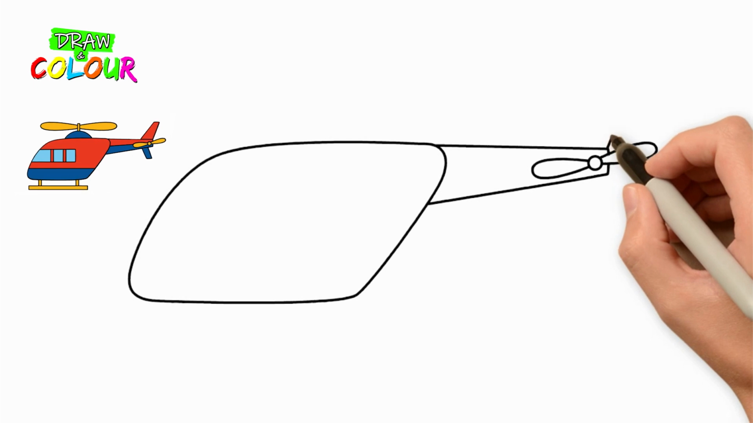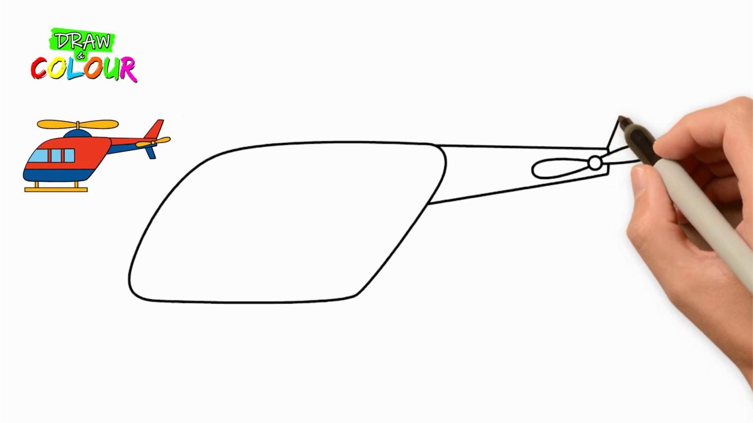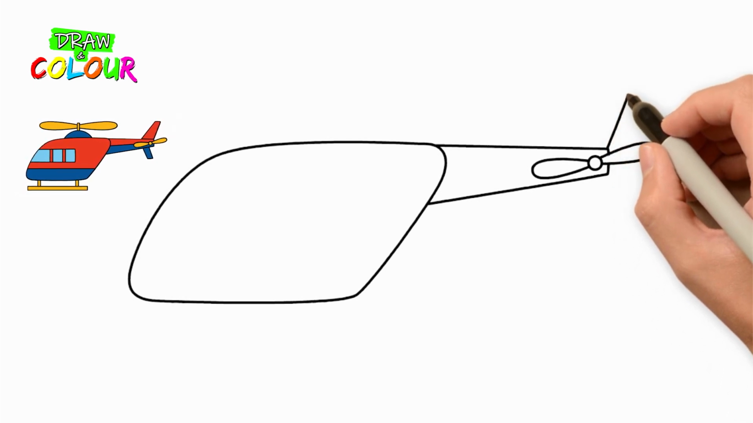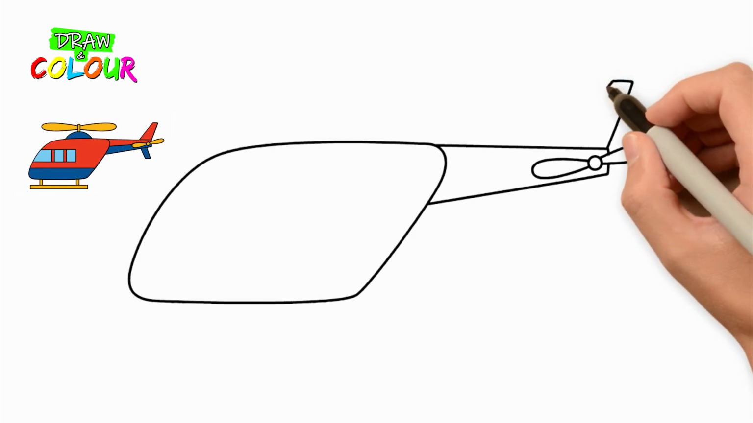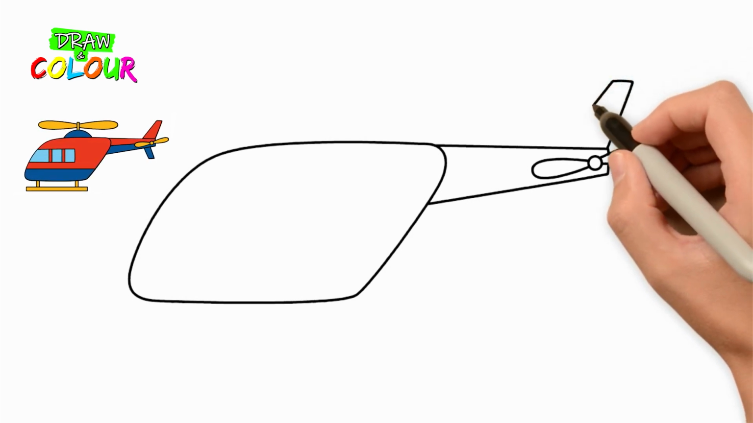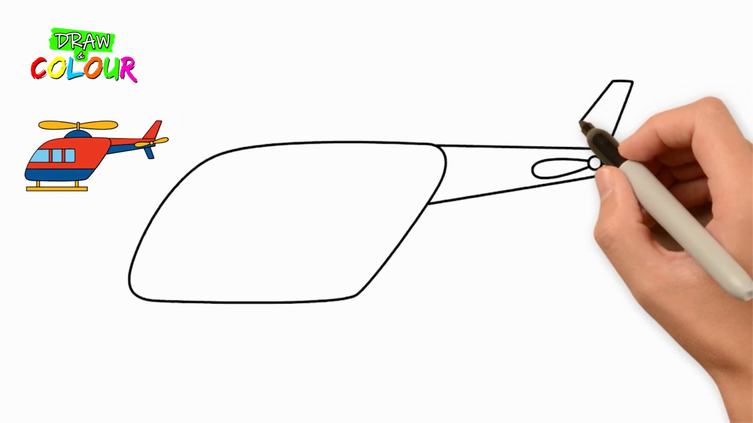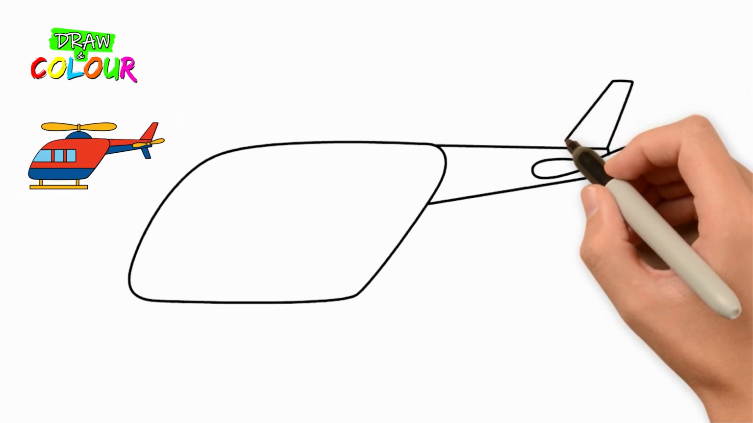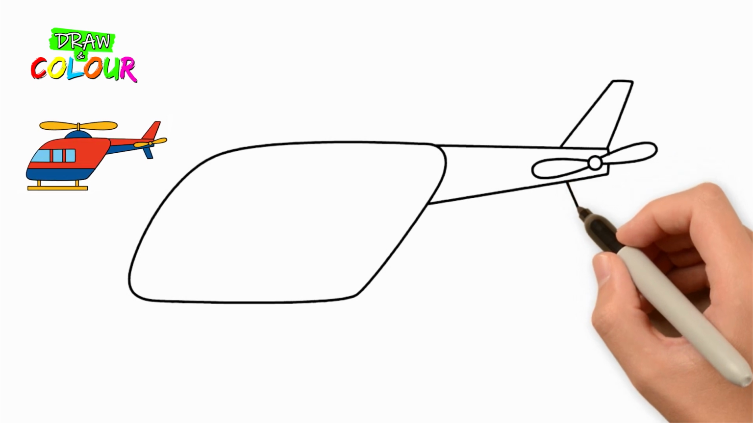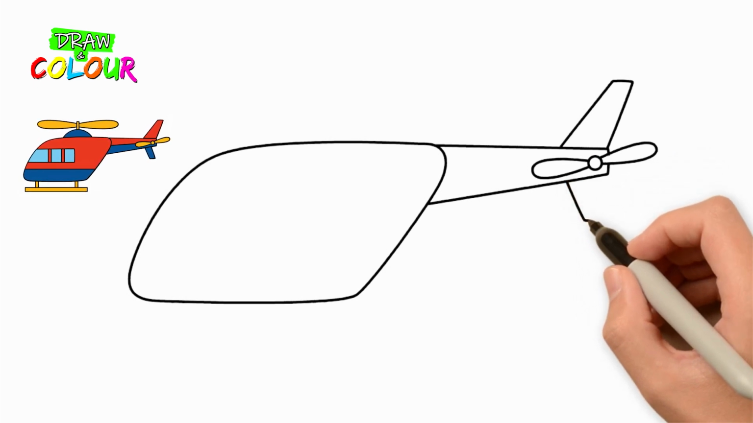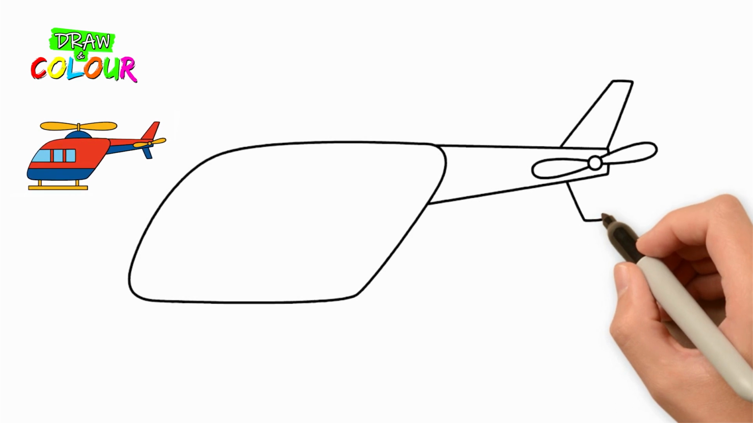Draw a small vertical wing on top of the tail. First a diagonal line, a horizontal one, and another diagonal one. Now draw a small vertical wing on the bottom panel with a diagonal line, one horizontal, and another diagonal.